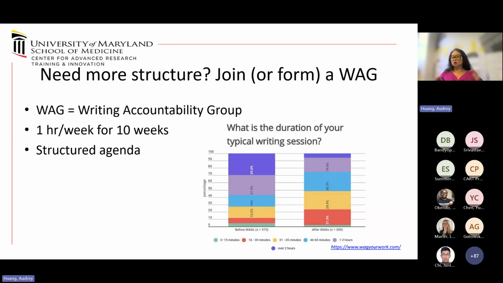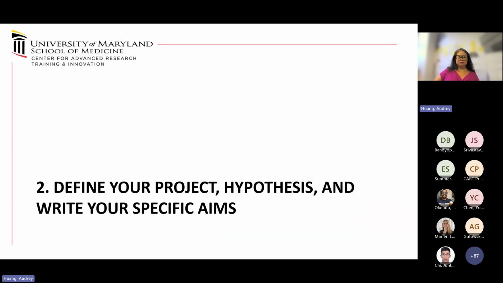So totally useful. We run them here at University of Maryland School of Medicine. A lot of academic organizations have formal and informal WAGs. Just gather your friends if you don't have formal ones and get something started, because it provides accountability and just some structure that you might need.